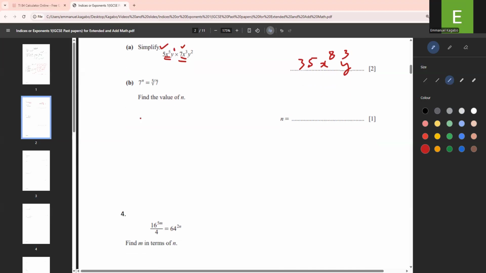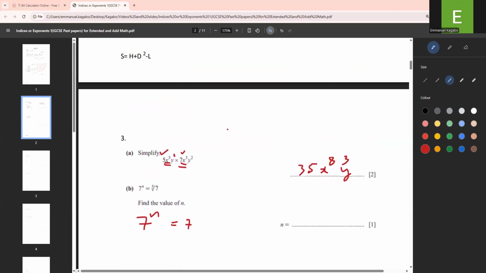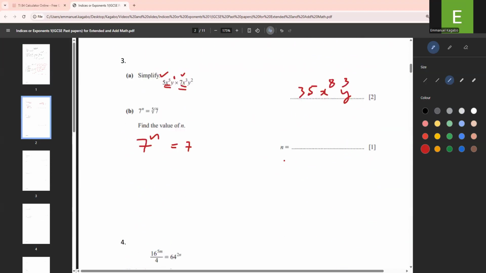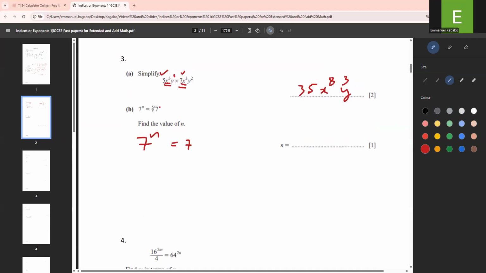Good. Now, that is 7 power n, and this is the 7. That's why I gave you this one. You see this rule here? Very important for you. So here it's going to be 1 over 5. So what's the value of n? 1 over 5, right? Good.